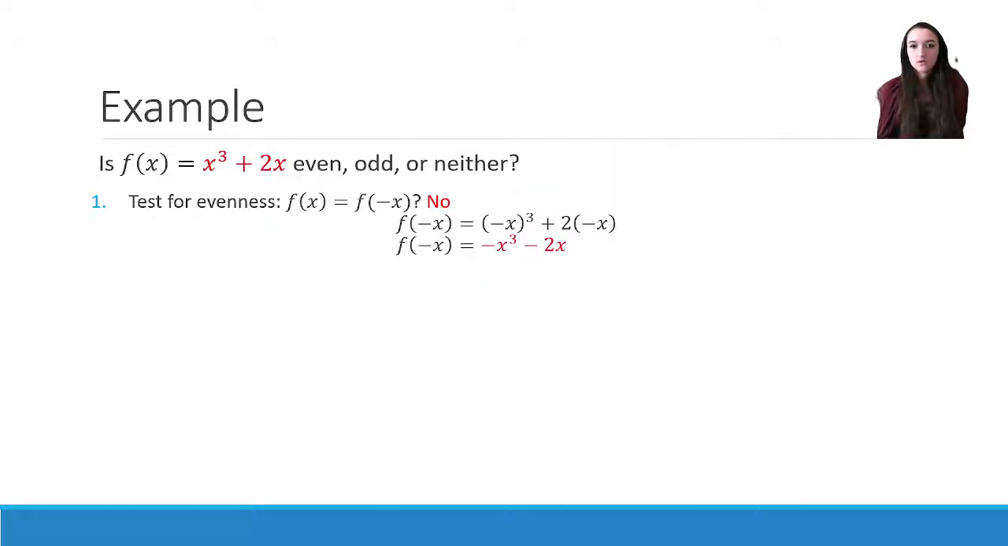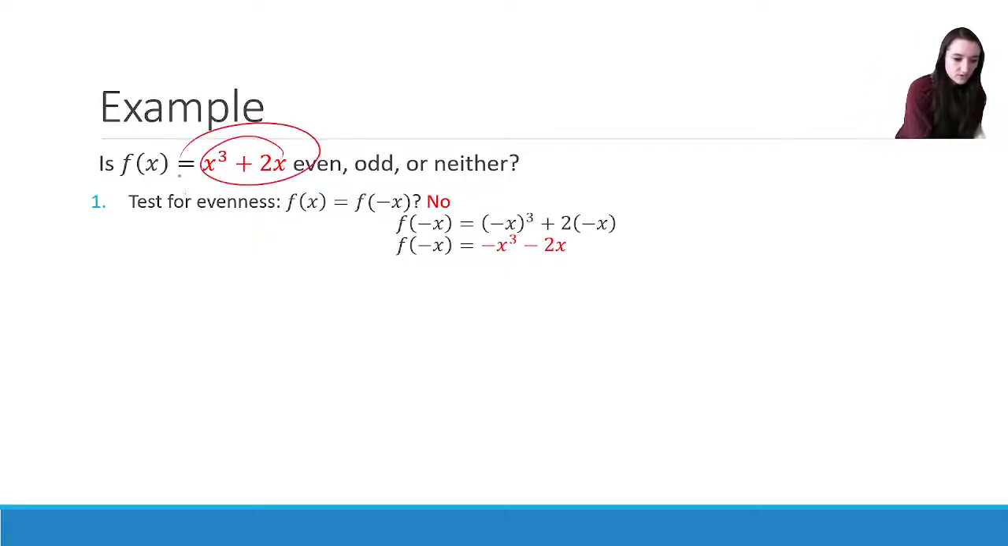Now, is that equivalent to the original function, f of x? No, it's not. F of x was x cubed plus 2x, and now we have negative x cubed minus 2x. So they are not equivalent. They are not the same function. So no, this function is not even.